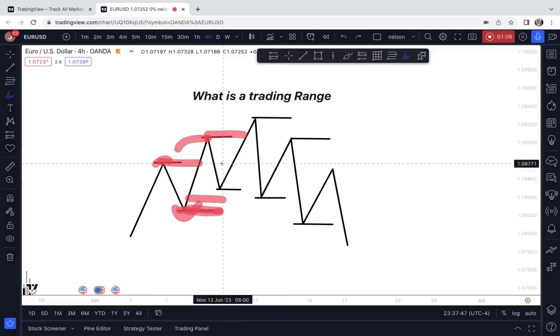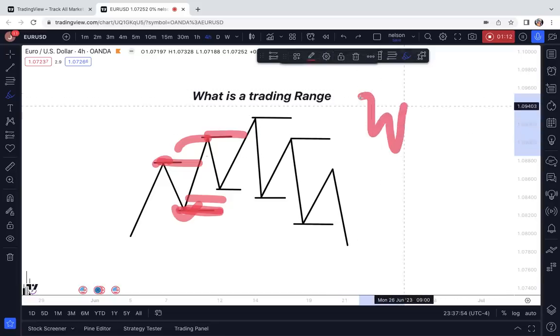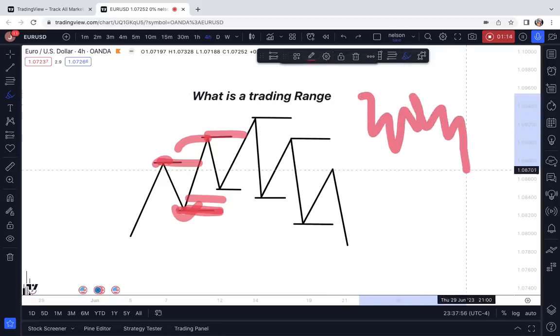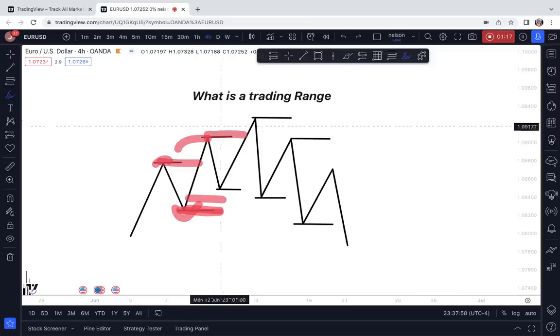You're not going to know where in the structure you're trading, because in the graph sometimes you're going to have a sort of crazy market structure. So the ranges help you understand where you are in the market at the moment.